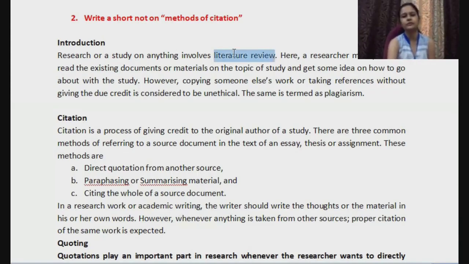That means literature is what? Some books or some materials which you are reviewing. If you have this one book, you are reading this particular book, going through it, seeing what is relevant for you and what not. That is called literature review. You are basically revisiting or reviewing a book or material which you have. So you can mention that research or study on anything involves literature review. Here, a researcher mainly tries to read the existing documents or materials on the topic of study and get some idea on how to go about with the study.